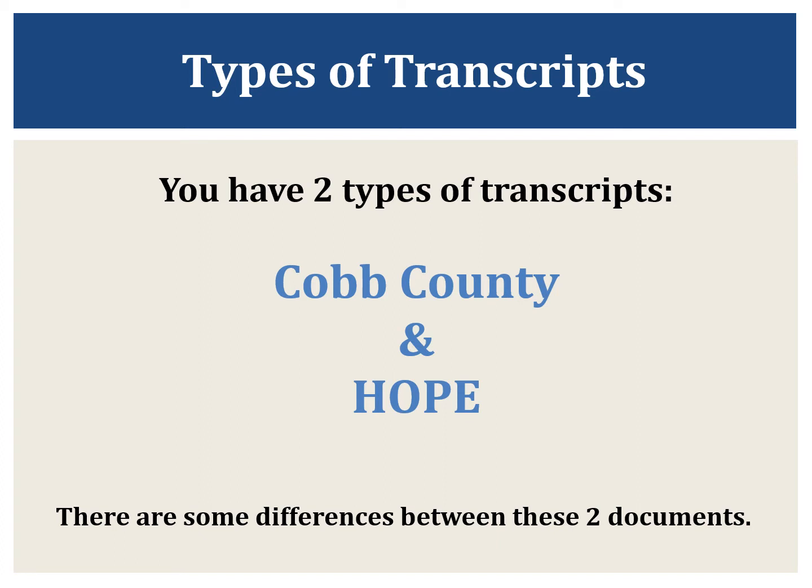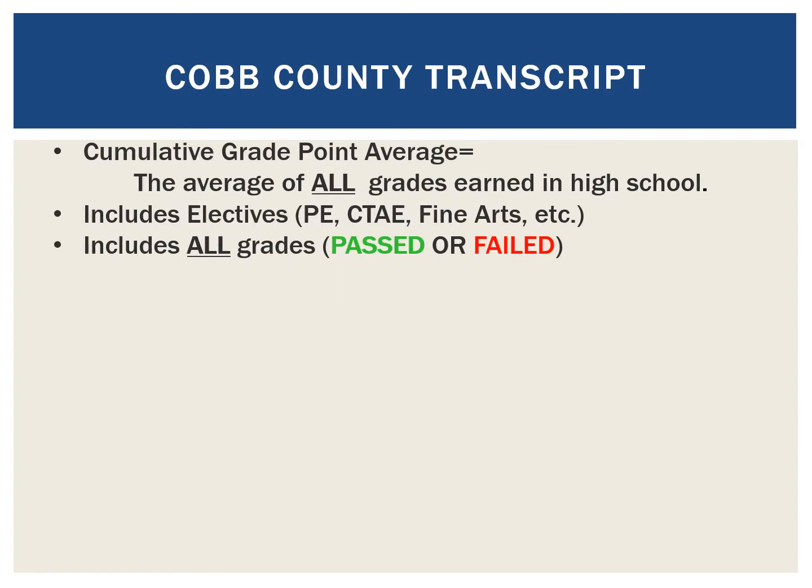So you have 2 types of transcripts. You have a Cobb County transcript and you have a Hope transcript. And there are some differences between these 2 documents. So your Cobb County transcript has posted on it your cumulative grade point average. Your cumulative grade point average includes all grades earned in high school for all classes you have taken. It includes classes like electives, PE classes, career technology, arts, and fine arts classes. It also includes all grades passed or failed.